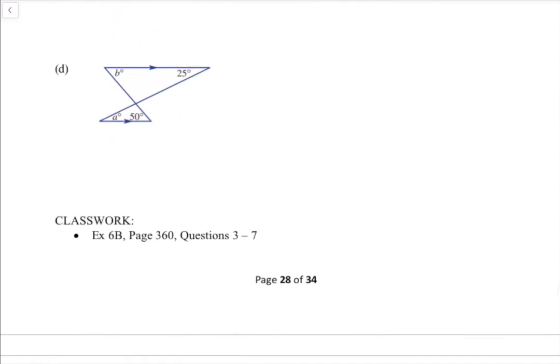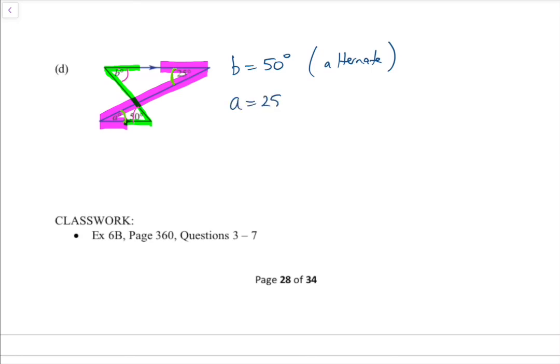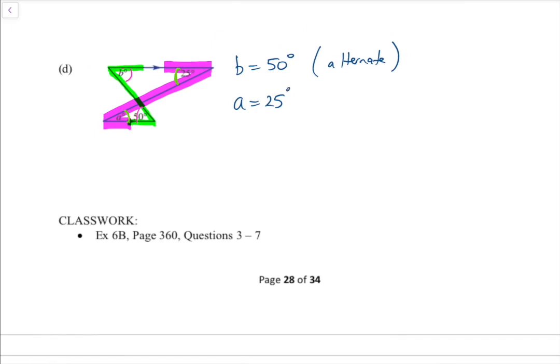Our last example, if I look at my parallel lines, there's two parallel lines, there's a line joining them. I now have B and 50 are equal. So B equals 50 degrees. Why? Because they are alternate angles. I've also got a parallel line going up like that, which means I've got 25 and A equal to each other. So A equals 25, and I used a different Z shape, but it's still 25, and it's still alternate.